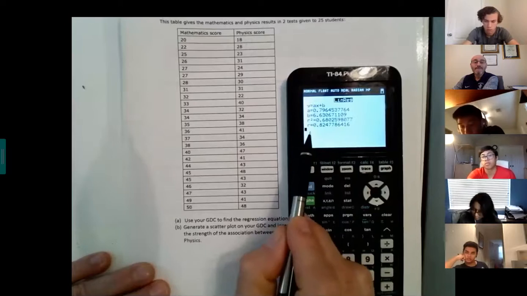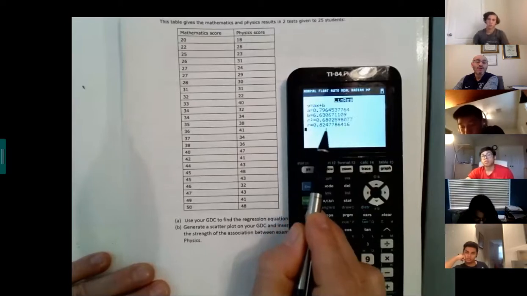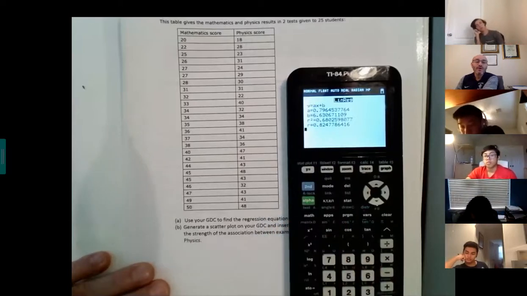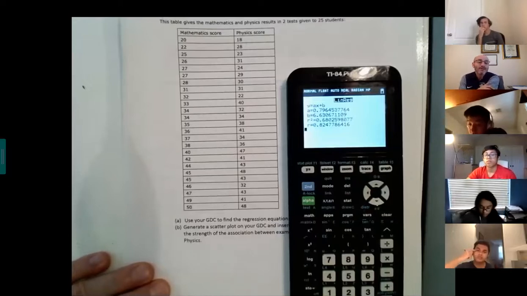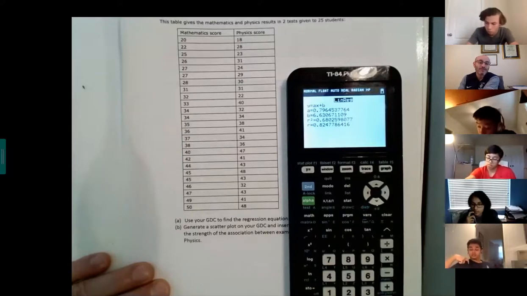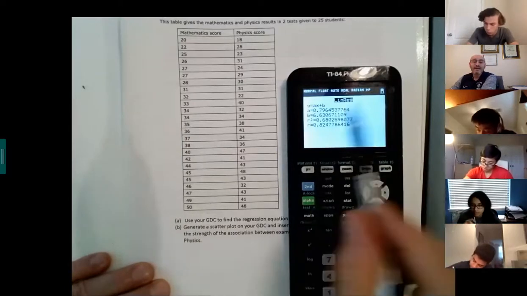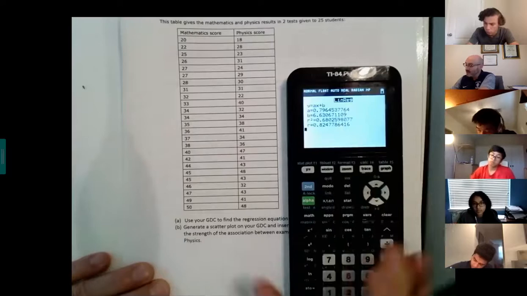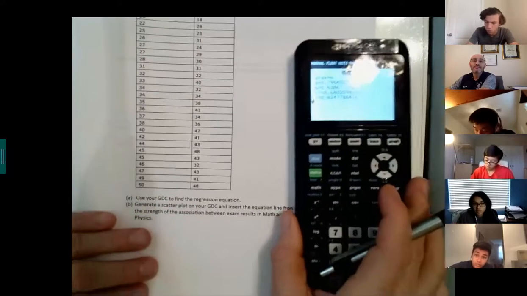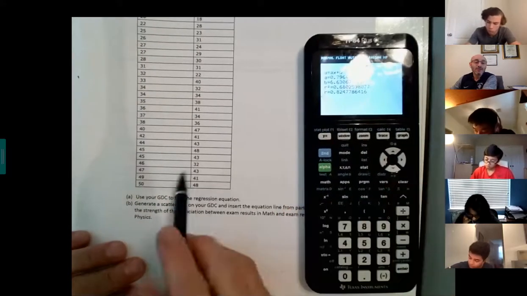All right, so look, this r is the correlation coefficient. So it's 0.82. But 0.82 would be a perfect correlation if that number were 1. So 0.82 is kind of close to 1, so I would say it's moderate, all right? We're gonna find a criteria for how to determine if that's moderate or not. But then if we were to answer A, use the GDC to find a regression equation.